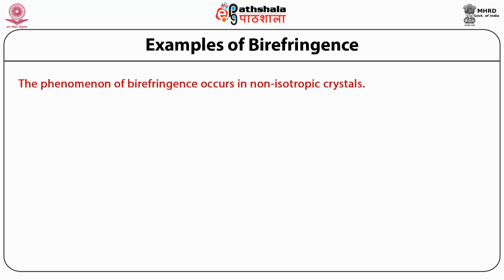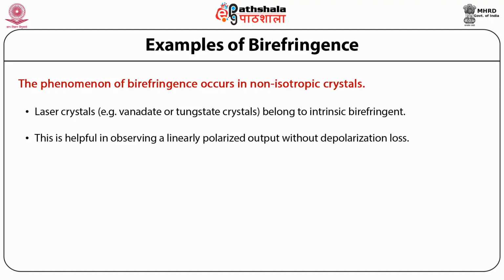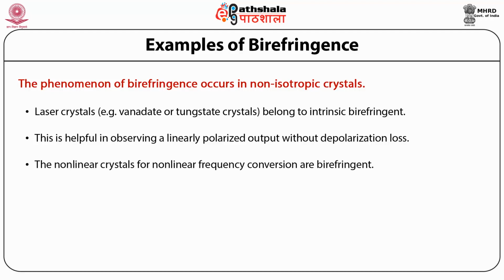Examples of birefringence. The phenomenon of birefringence occurs in non-isotropic crystals and below are a few examples. Laser crystals such as vanadate or tungstate crystals are intrinsically birefringent. This is helpful in obtaining a linearly polarized output without depolarization loss. The nonlinear crystals for nonlinear frequency conversion are birefringent. Birefringent crystals are also used for making polarizers.